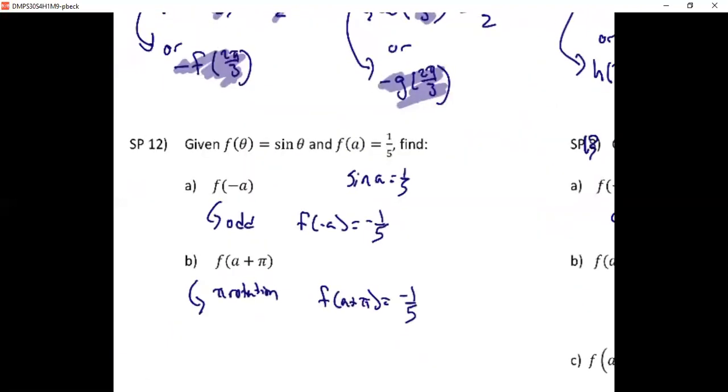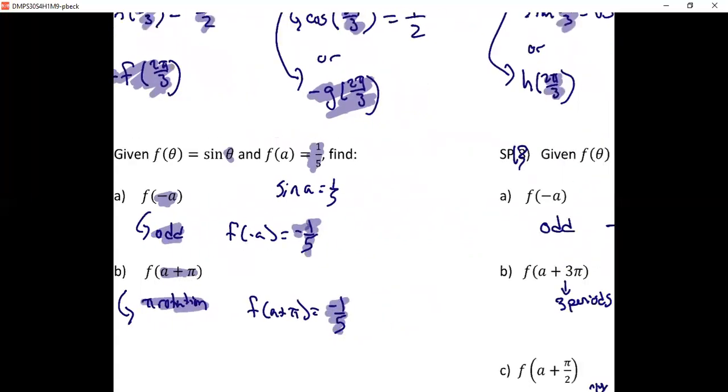For 12, if we show that functional relationship, we could say, okay, I don't really care what the angle is, but I know that the sine ratio is 1/5. By saying f of negative a, that tells me, because sine is an odd function, I should have the negative of that 1/5. By adding pi, it's that pi rotation, which is where we get negative 1/5 as well. So that's the negative of the y value.